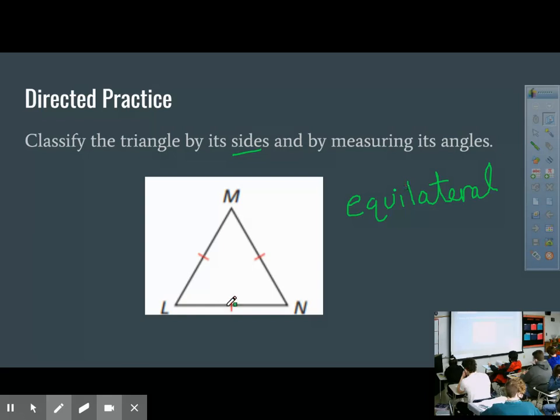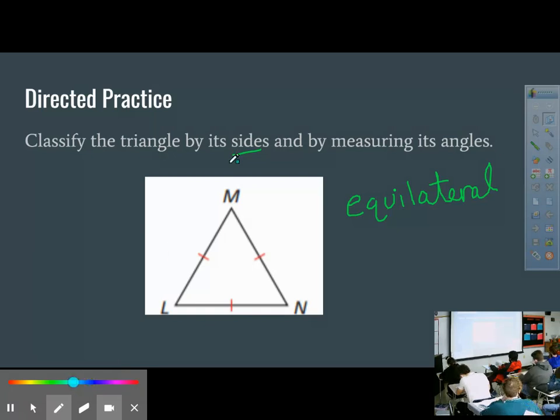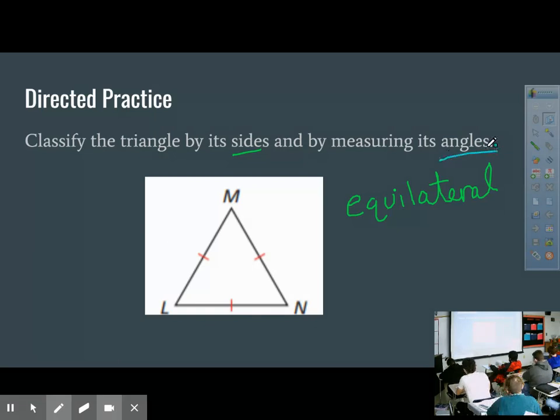You could put both. Alright, and now we need to name it by its angles. Luke, what do you notice about the angles? The angles, like angle M, L, they look the same to me. They look the same? Is there anything telling us they're the same? The lines? No, the lines are talking about the sides, not the angles.